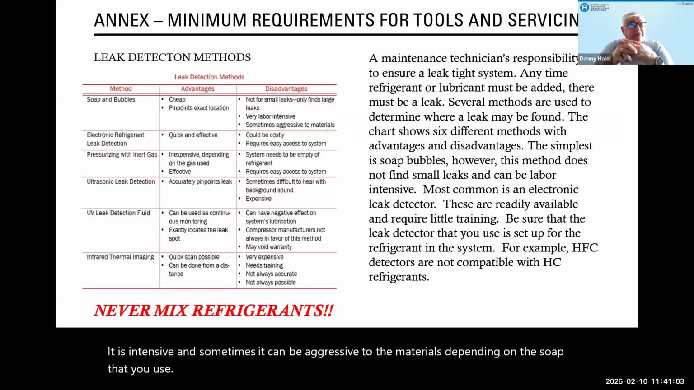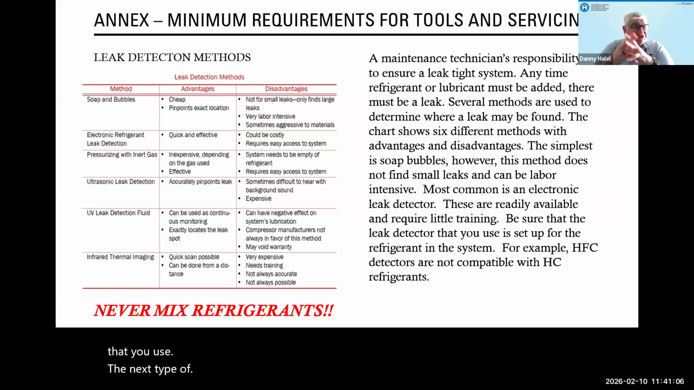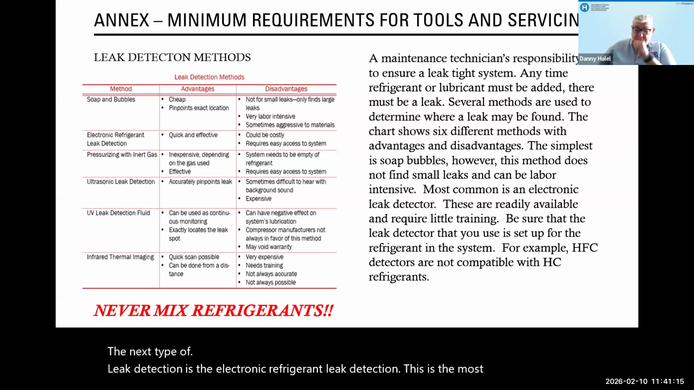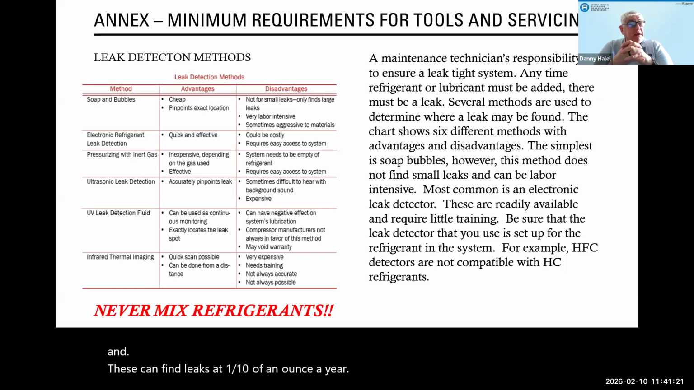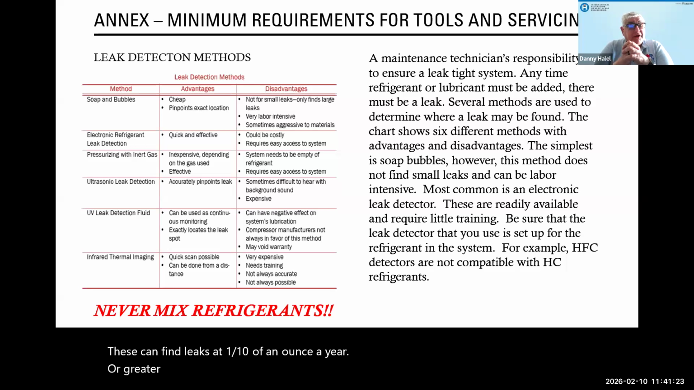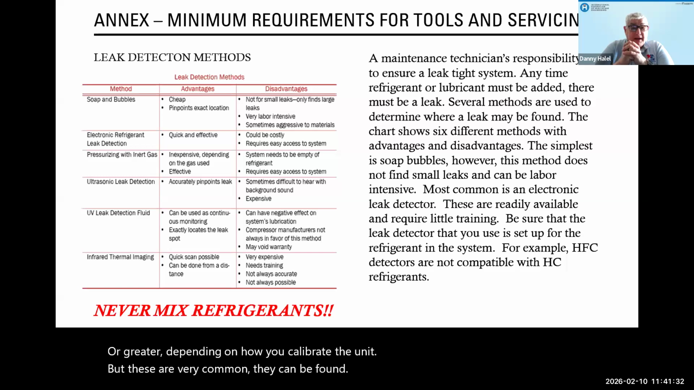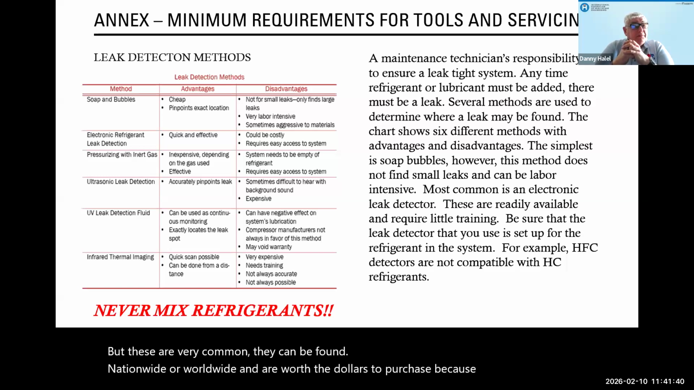The next type of leak detection is the electronic refrigerant leak detection. This is the most commonly used, and these can find leaks at 1/10 of an ounce a year or greater, depending on how you calibrate the unit. But these are very common. They can be found nationwide or worldwide, and are worth the dollars to purchase because they are so good at finding leaks as long as they're calibrated well.